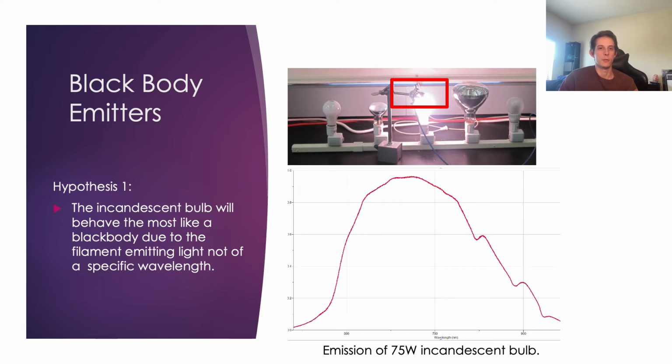Before going into this experiment, I believed that the incandescent bulb would behave the most like a blackbody due to the filament not emitting a specific wavelength of light. It's just emitting light because it's reaching a high temperature, much like a blackbody does.